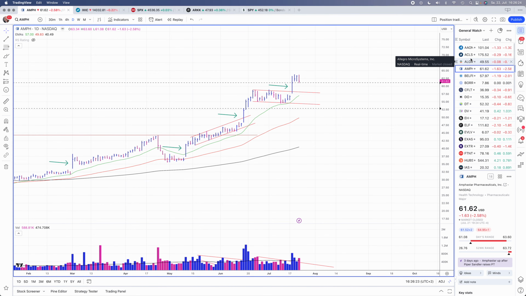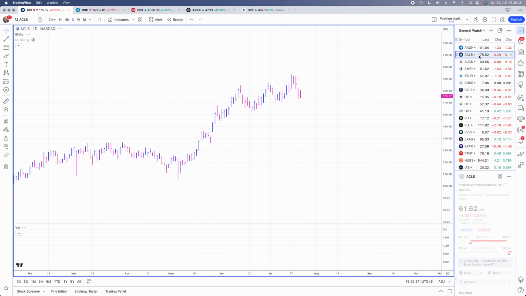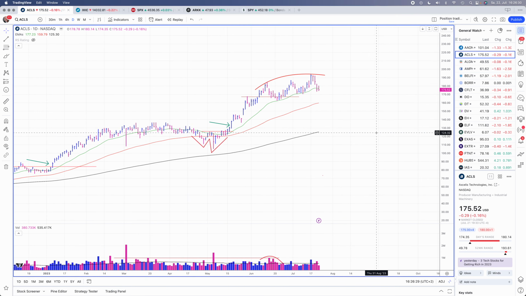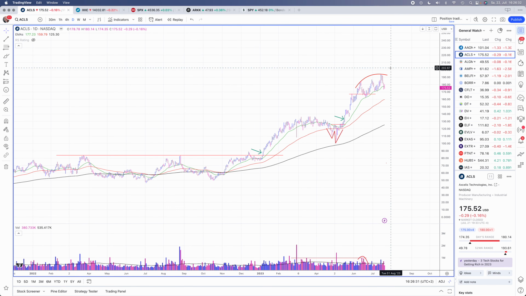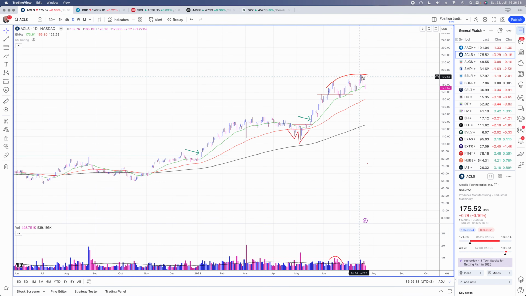So the first thing we track in the members community is the leaders and the top leaders, something like ACLS, for example. You can see it has had very nice performance since January, but it lost momentum last week. It shows three higher highs in a row with deeper pullbacks, so some type of slower momentum. That was one of the reasons.